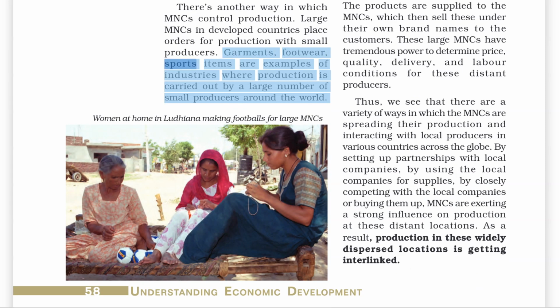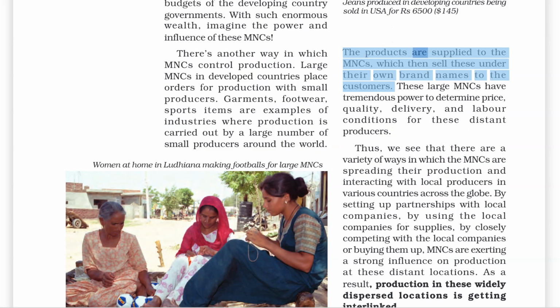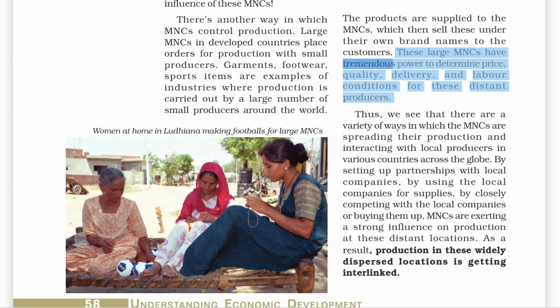Garments, footwear, sports items are examples of industries where production is carried out by a large number of small producers around the world. The products are supplied to the MNCs, which then sell these under their own brand names to the customers. These large MNCs have tremendous power to determine price, quality, delivery, and labor conditions for these distant producers.